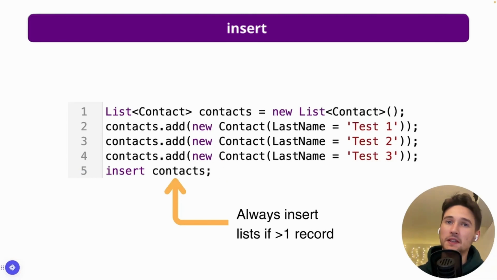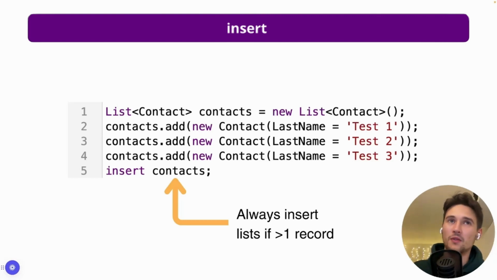So you can insert a contact here. And it's a best practice, if you have more than one record, to insert them in the form of a list. For example, if you want to insert 2 contacts, instead of saying here's contact 1, insert contact 1, and then here's contact 2, insert contact 2, it's better to put them into a list and then insert the whole list together.